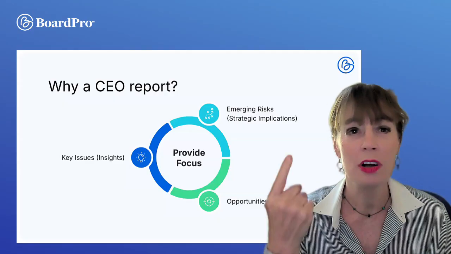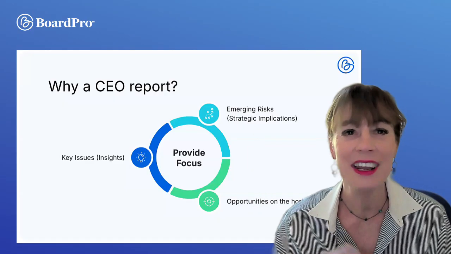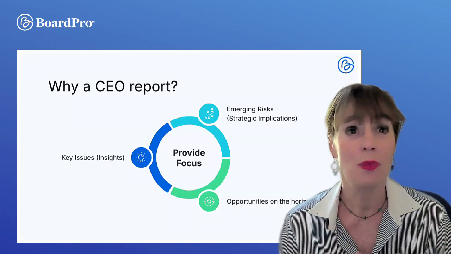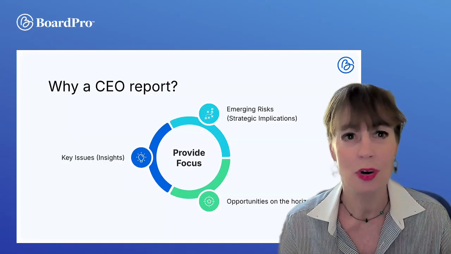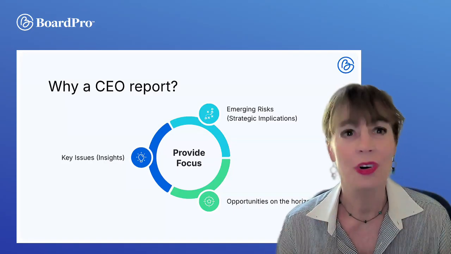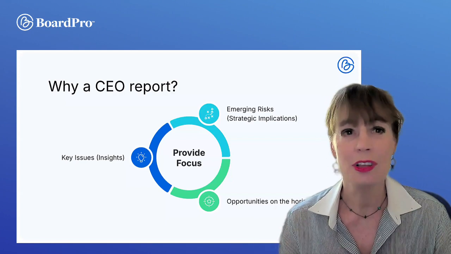And that is what, so what, now what? And if I can get those three, so, what's going on? So what are the implications? What are we going to do about it? What are the big risks?